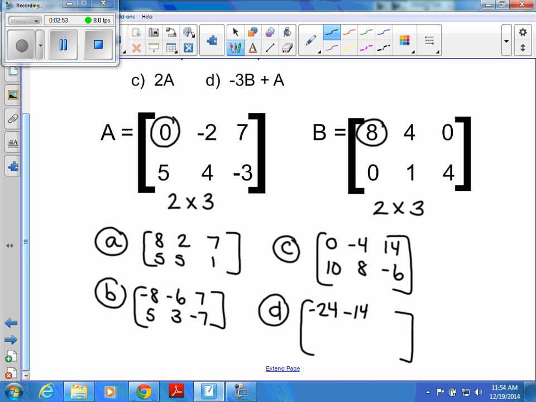0 times a negative 3 is 0. Add 7 to it, it stays 7. 0 again, you get 5. 1 times a negative 3 is a negative 3, and then you add the 4 to it, you get 1. And the last one, a positive 4 times a negative 3 is a negative 12. A negative 12 plus a negative 3 is a negative 15. So that's how you add, subtract, and multiply matrices. Okay, the next part.